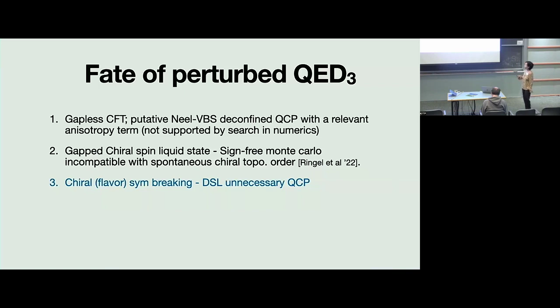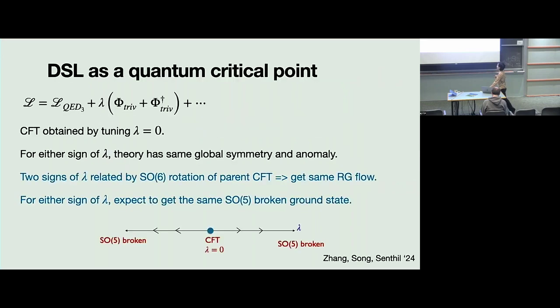Right. So we propose that the most likely scenario then is that it flows to some chiral, namely the flavor symmetry breaking states. And the symmetry breaking order doesn't depend on the sign of your relevant perturbation, which renders it an unnecessary QCP.